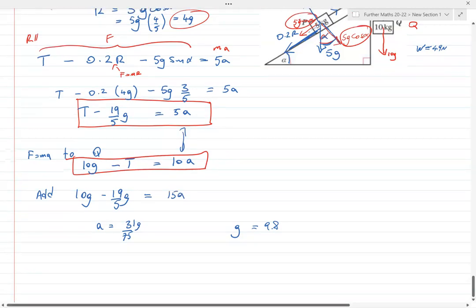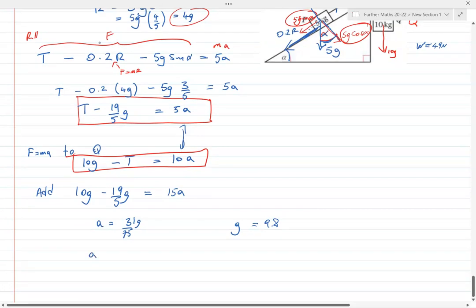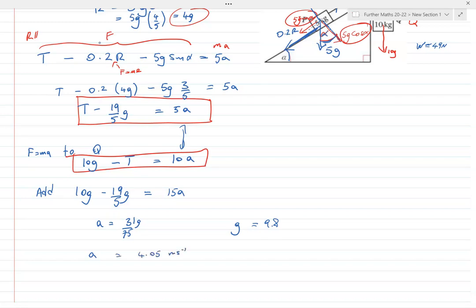So there are advantages to having it in g, but often we do want a rounded answer, so personally I'd do both. If we have three significant figures, it'd be 4.05 meters per second squared. For two significant figures, if you're using 9.8, it would be 4.1 meters per second squared. Right, getting the units right. So that's the acceleration, and that's part A done.